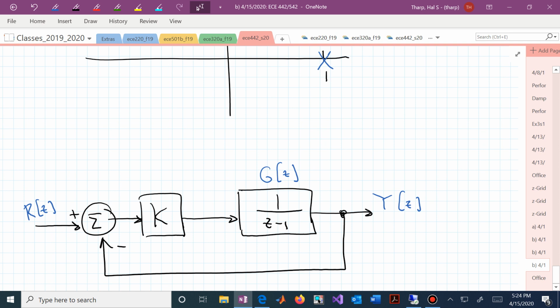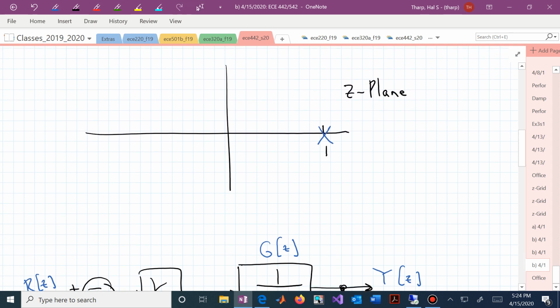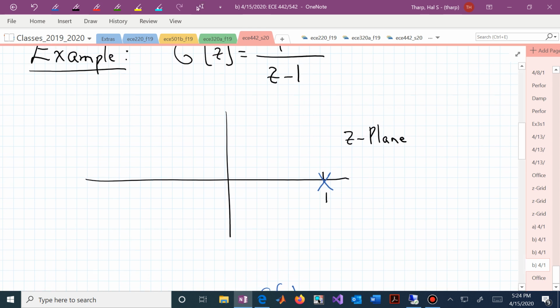Here is our plant, 1 over z minus 1. We are now introducing this adjustable parameter k. Think of that as our knob that we can turn from 0 up to infinity. And we want to know, as we're turning that knob k from 0 to infinity, what are the possible closed loop poles in this diagram. Some of those might be unstable, but the root locus tells us all the potential closed loop pole values.